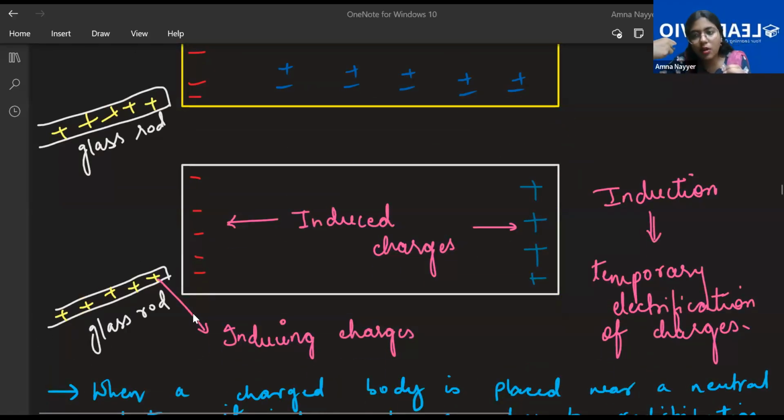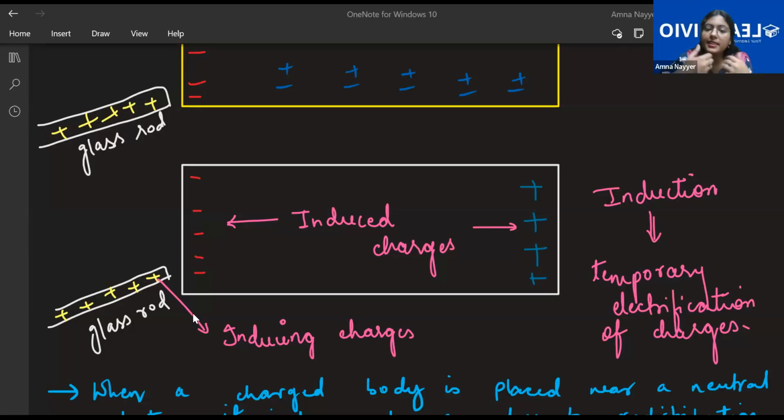Ultimately, positive charges are on one side and the negative charges are on the other side, like this. But this is possible only as long as I'm holding this glass rod. As soon as I remove the glass rod, the positive and negative will recombine and the body will become neutral again. So this process of temporary separation of the charges is called induction.